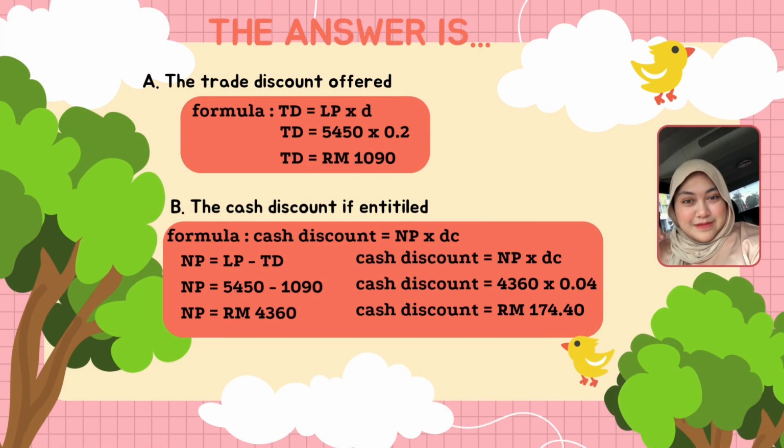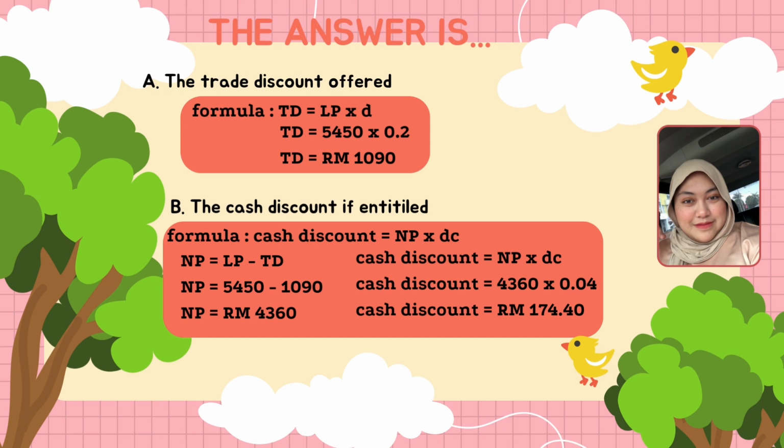My name is Nasuhana Bedrosan and I would like to explain about question 2, part 1. For question A, the formula used to find the trade discount is TD equals to LP multiplied by T. So TD is equal to 5450 times 0.2. And then we will get the answer is RM 1090.